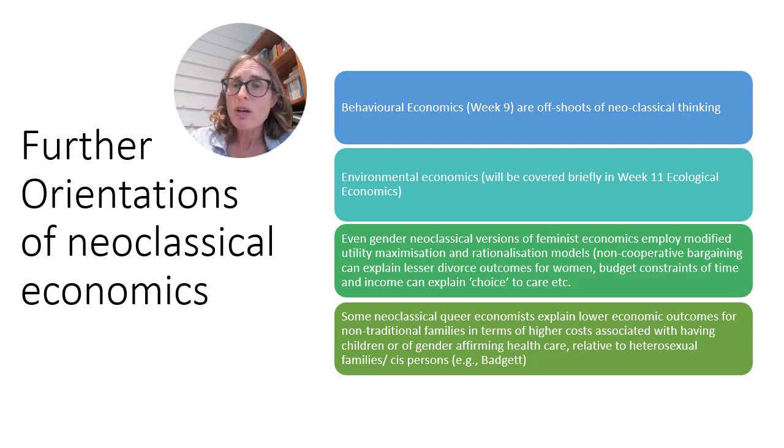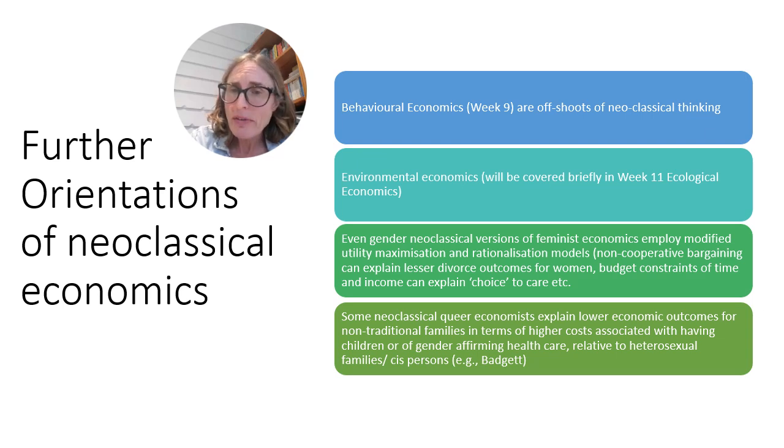Even neoclassical versions of feminist economics, known as gender neoclassical economics, have used modified utility maximisation and rationalisation models like non-cooperative bargaining to try to explain lesser divorce outcomes for women, where these lesser outcomes are a result of budget constraints of time and income, explaining then a woman's choice to accept that lesser outcome, or to explain a woman's choice to care rather than to contribute to market labour.